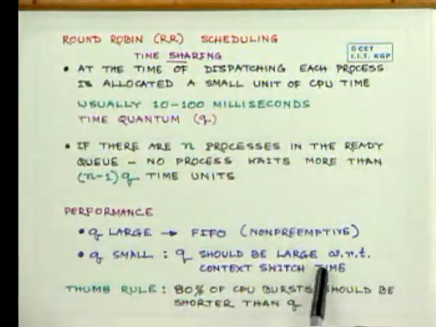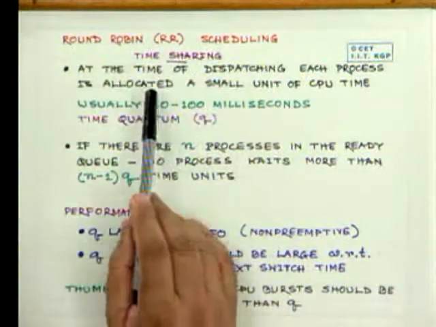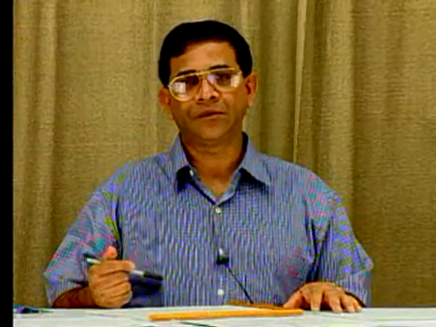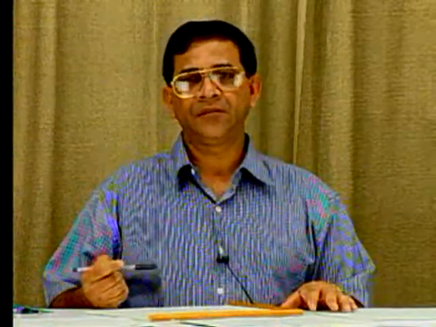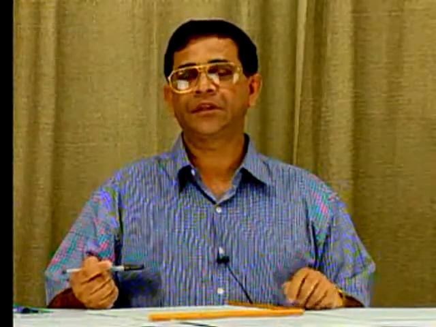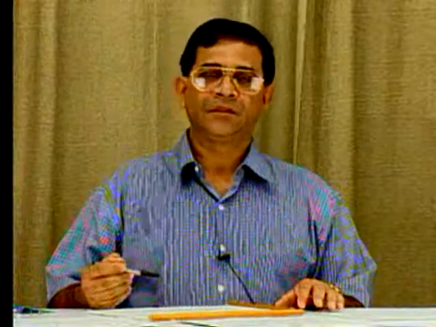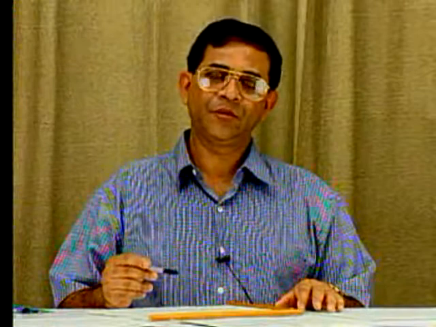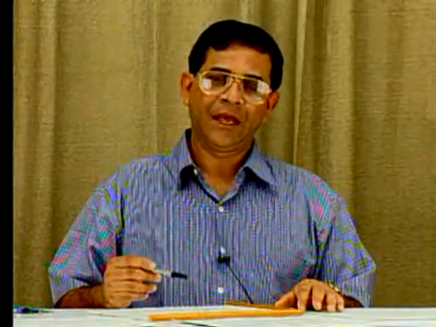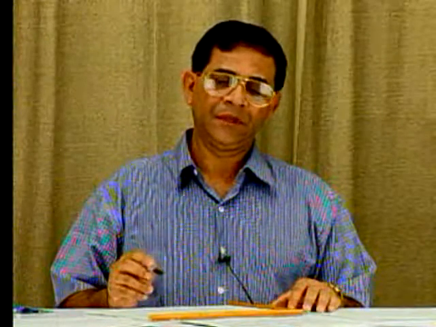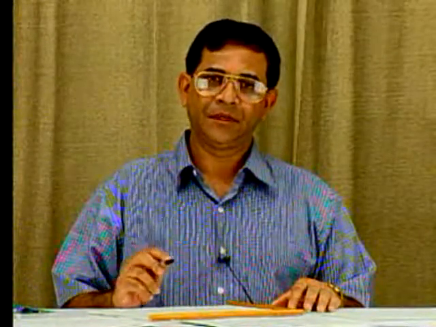Let us say the gist of round robin scheduling once more: every process, when it is dispatched to the CPU, has a time quantum attached. At the end of the time quantum, if it still needs the CPU, naturally the timer interrupt comes. The process is then taken out of the CPU and put back into the ready queue. Another process is taken from the ready queue and is given the CPU time, right?